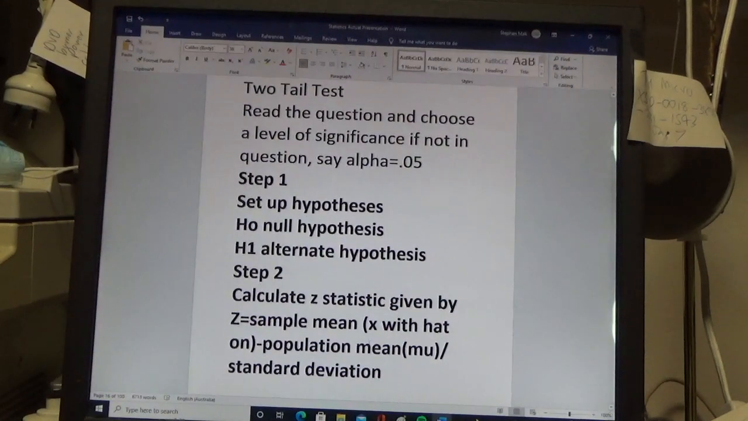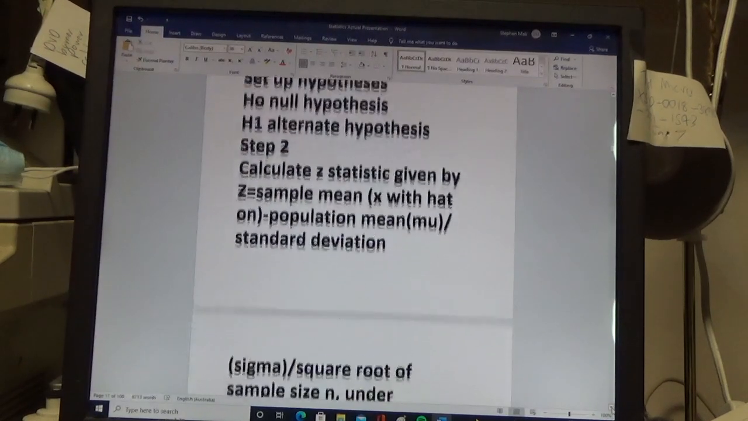Now also with a two-tailed test, if it's greater than or less than, it's a dead giveaway that it's a one-tailed test. But if it's not equal to in the alternative hypothesis, it's indicative of a two-tailed test.